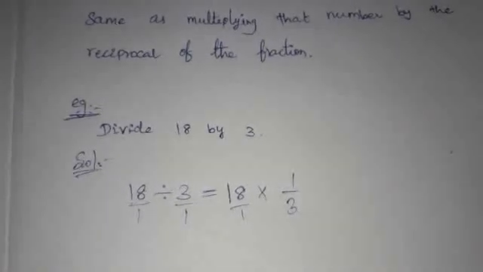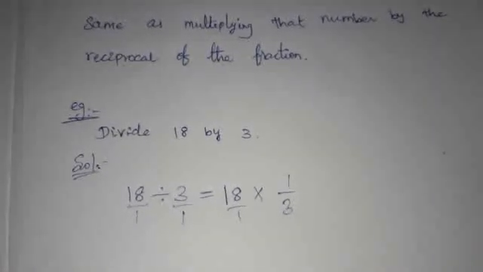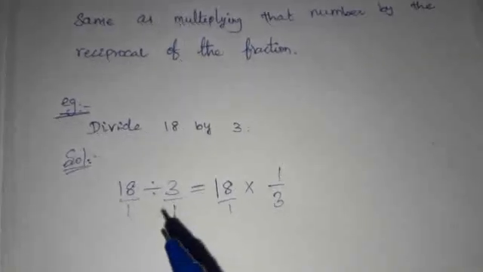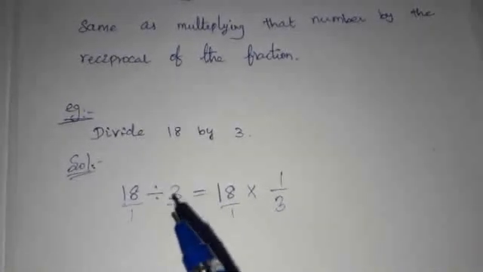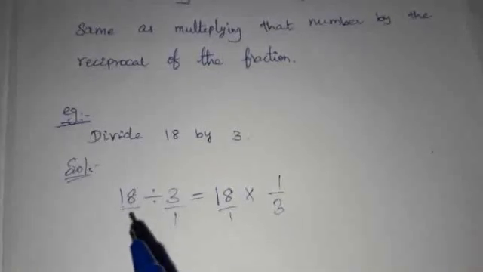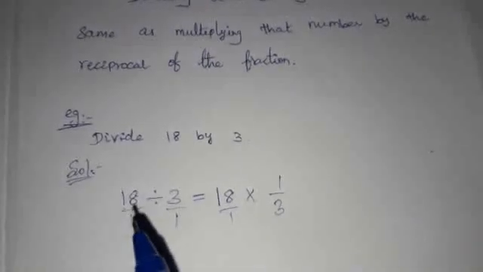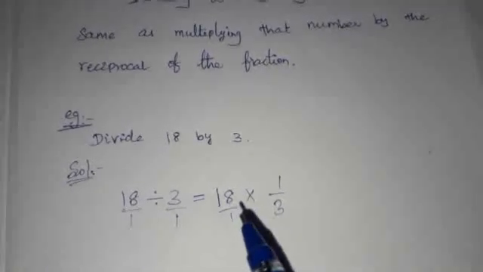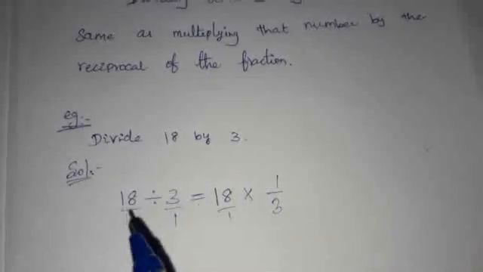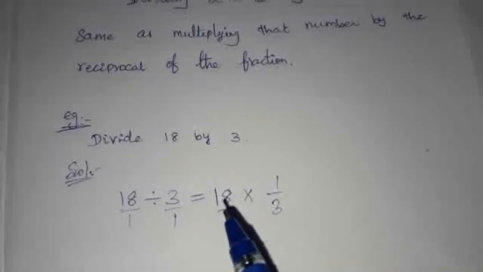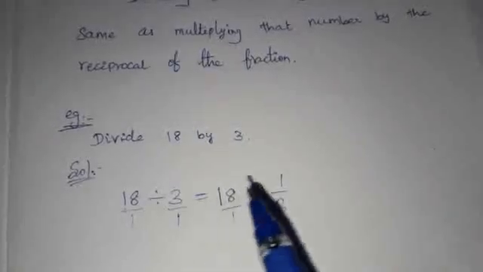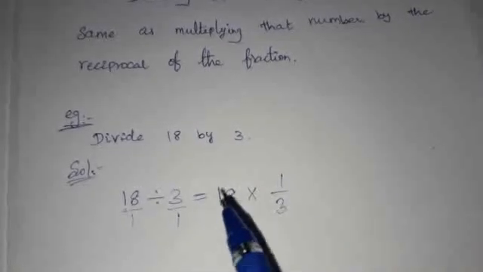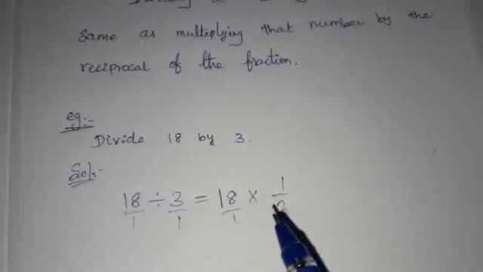In this situation, you have to understand one thing very carefully. You have to find the reciprocal of the second number only. Just ignore the first number. Write the same number here. Don't make any changes to the first number. You have to find the reciprocal of the second number only. Then you have to multiply these two fractions.